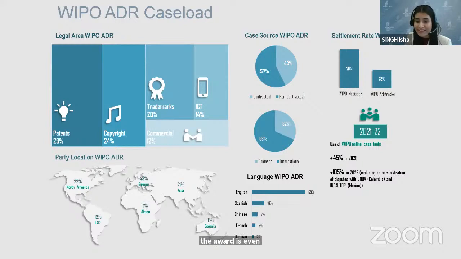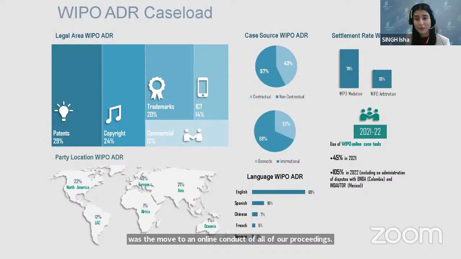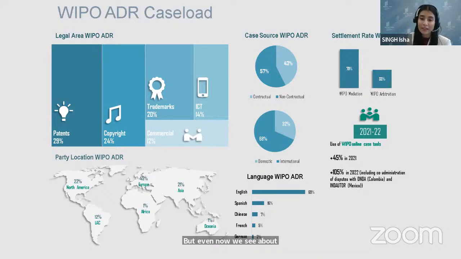Of course, the big trend in the last 2 years was the move to an online conduct of all of our proceedings. But even now, we see about 95% of all of our proceedings are still being conducted entirely online. There has been a substantial growth in our caseload with 45% in 2021, and we are expecting even bigger growth this year.